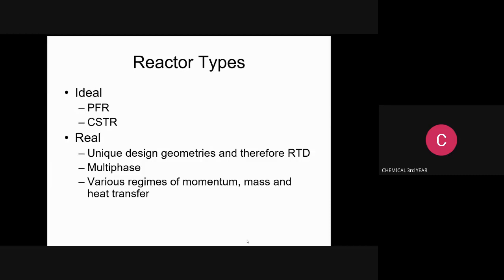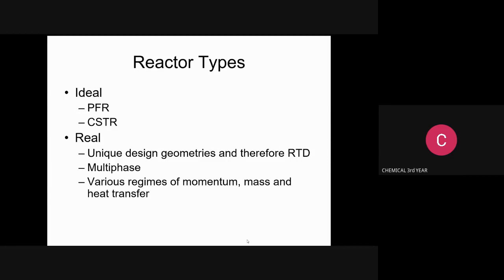In this residence time distribution, we must know about multi-phase or single phase. We already know the basics. A multi-phase system has more than two phases used in the reaction. A single phase means gas or liquid, reactors or reactions involving only gas or only liquid. Variation of momentum, mass, heat transfer.